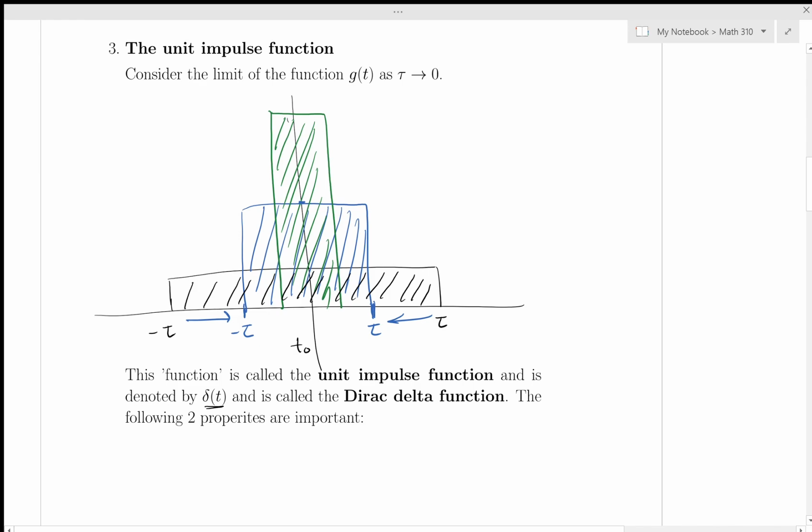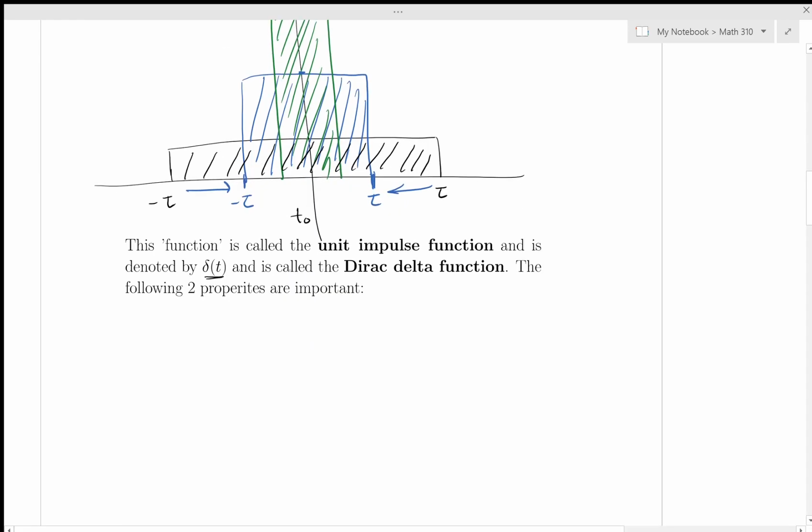Okay. It has two important properties. Let me just outline what those are. That is, delta of t is equal to 0 when t is not 0, and the integral from minus infinity to infinity of delta of t dt is 1. Okay. So just as I drew in the graph above, tau is getting smaller and smaller, the peak is getting higher and higher, and always the area is being kept equal to 1.